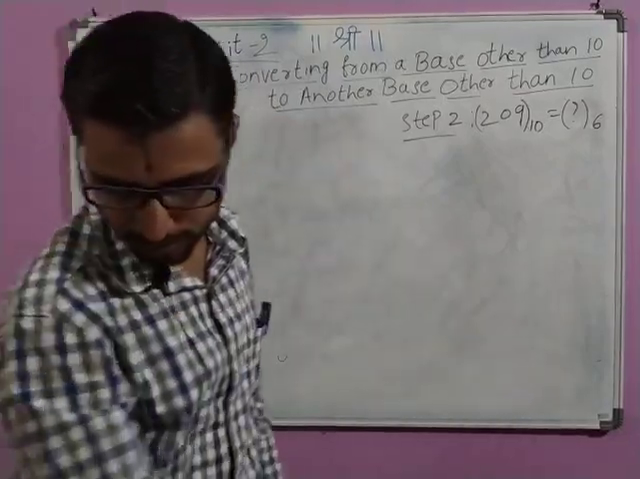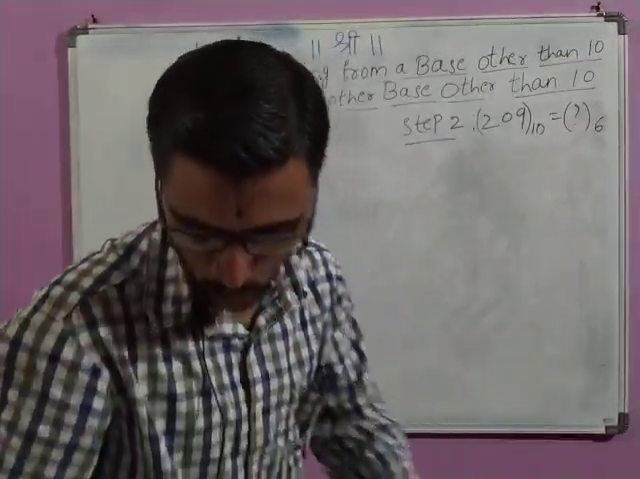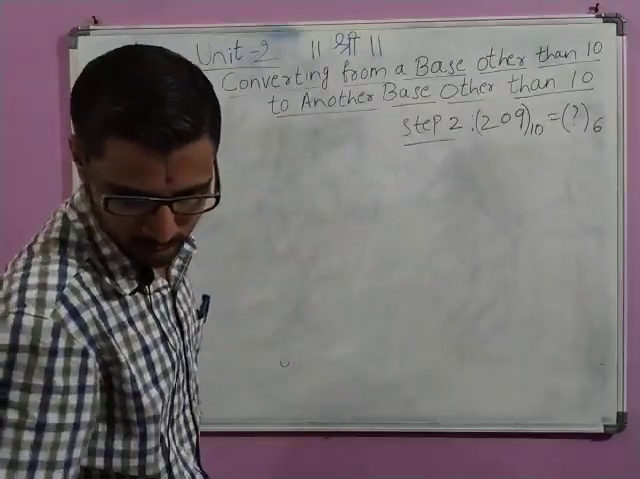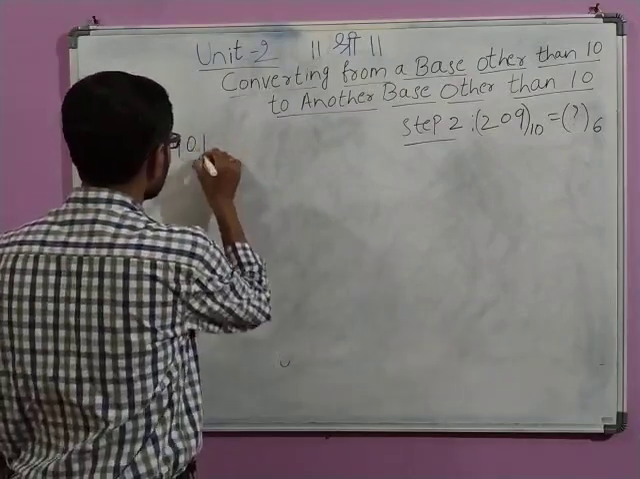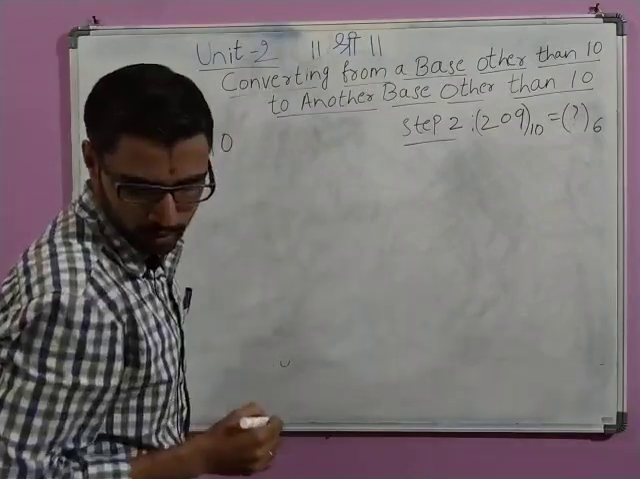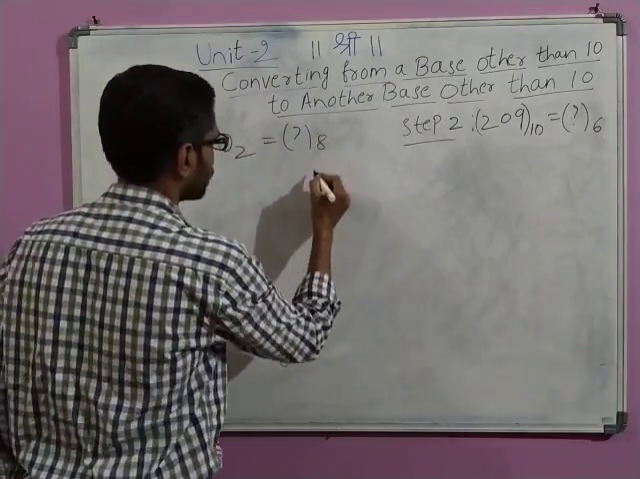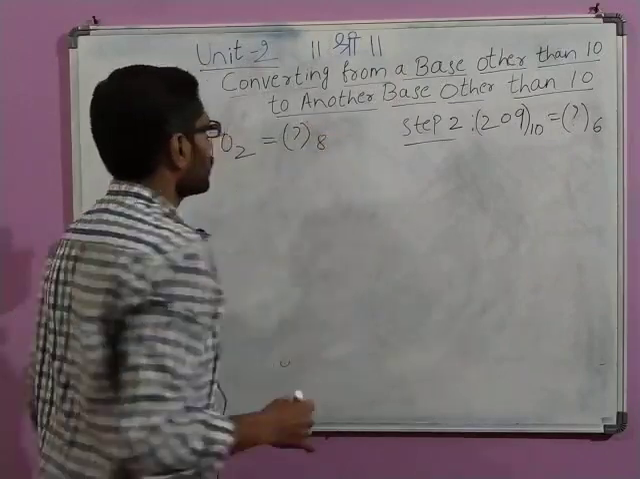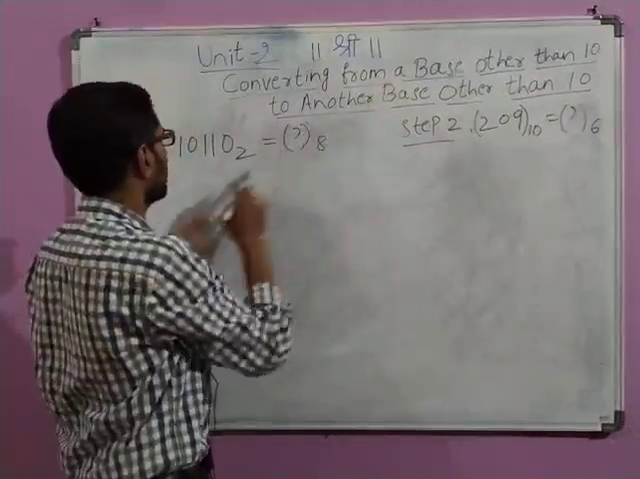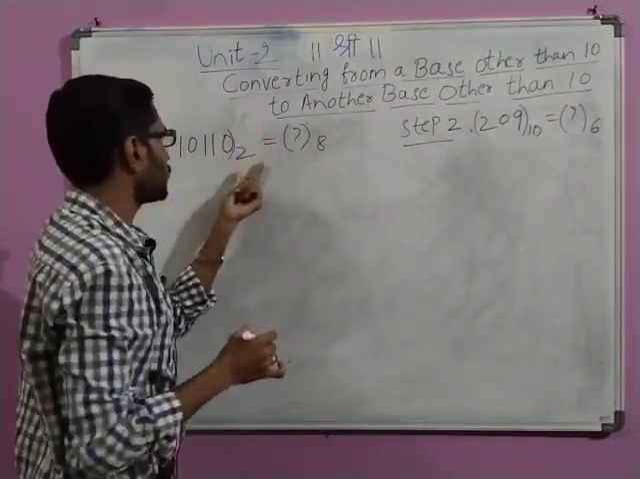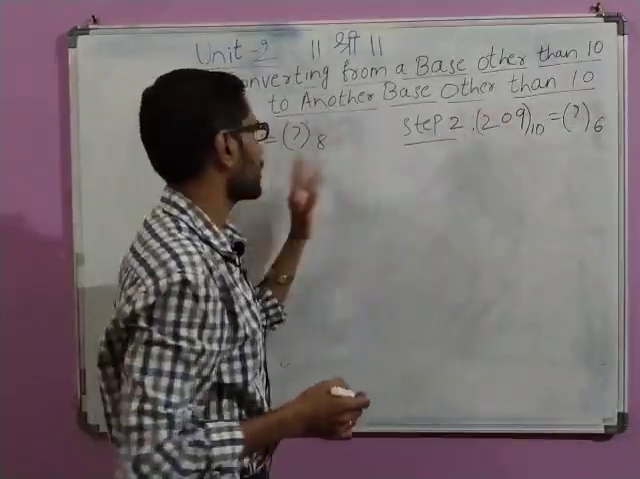We'll take the next example. Now let us take a binary number and try to convert it into octal. So the binary number is 101110 to the base 2, question mark to the base 8. So we need to check first whether it matches this given condition: converting a number which has a base other than 10 to a number which has a base other than 10. So this condition is satisfied.